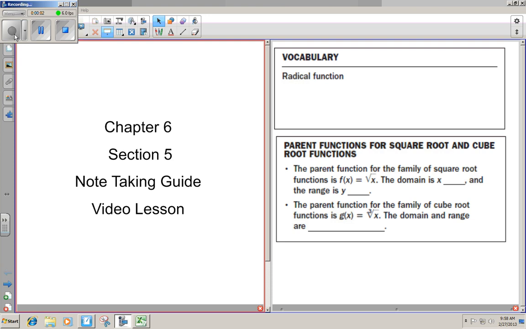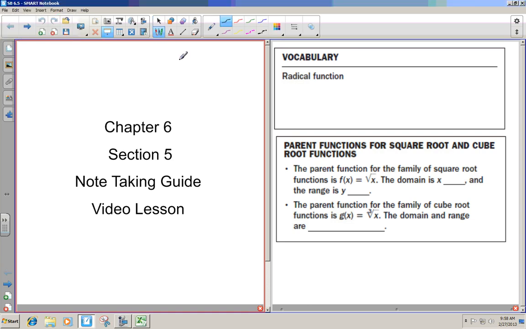All right, welcome back. This is chapter 6, section 5, entitled Graph, Square Roots, and Cube Root Functions. To begin with, radical functions. What are radical functions? Well, a radical function is a function containing a radical.